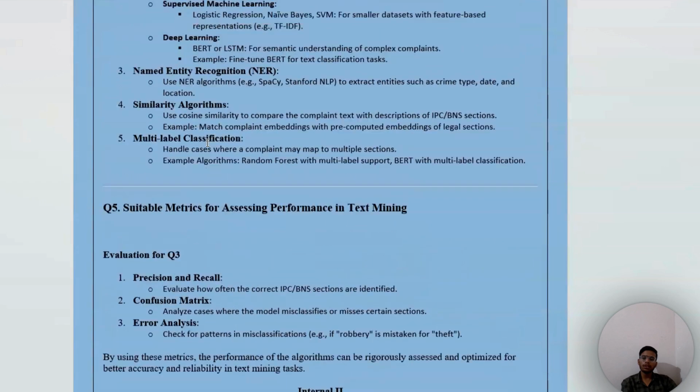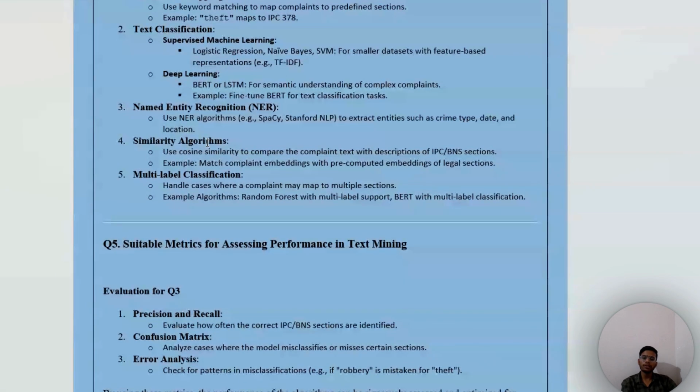Now next we have the question: suitable metrics for assessing performance in text mining. Evaluation for question 3: precision and recall evaluate how often the correct IPC sections are identified. Confusion matrix: analyze cases where the model misclassifies or misses certain sections. Now analysis: check for patterns in misclassification, for example, if robbery is mistaken for theft. By using these metrics, the performance of the algorithm can be rigorously assessed and optimized for better accuracy and reliability in text mining tasks.